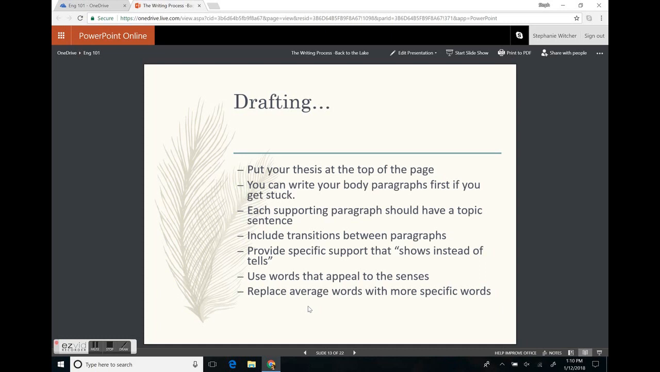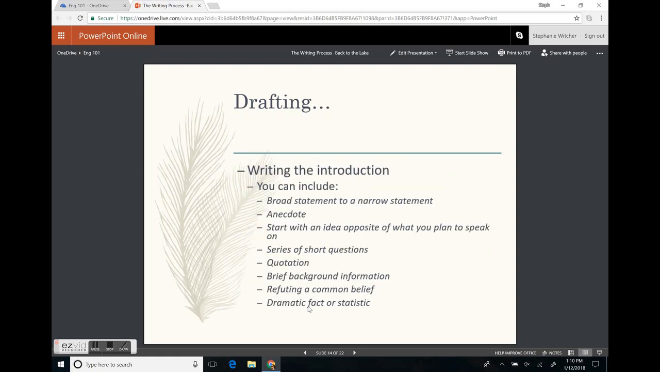Okay, please keep in mind that each of your body paragraphs needs to have a topic sentence, and you also need to have transitions between your paragraphs. Be very, very specific about your support so that you show instead of tell. And we're going to spend some time talking about that with description as well. Use words that appeal to your senses. Okay, so we want to hear, and we want to see, and we want to feel, and we want to smell the experiences that you're sharing with us.